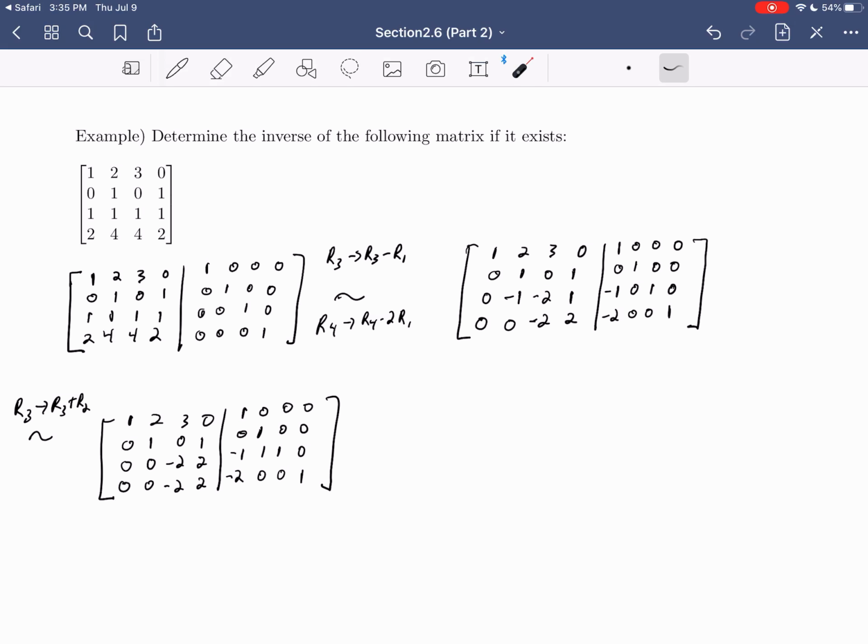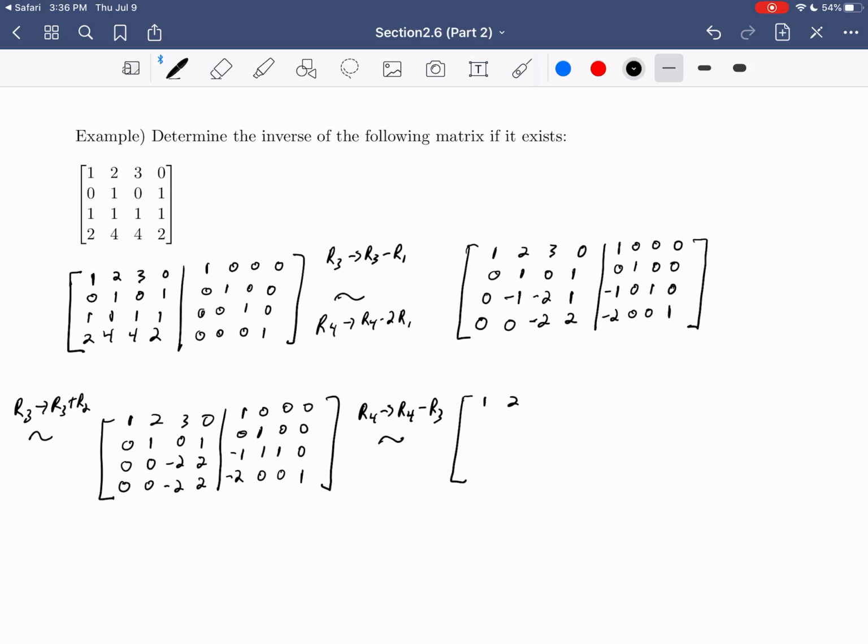Okay, at this point, we could go ahead and divide by negative 2 here to get a leading 1, but we can be a little bit more clever and notice that this matches this exactly. So if we simply subtract row 3 from row 4, we're going to get a 0 row there, and that's going to be good enough for us to realize that this thing is not going to be invertible. So let's go ahead and do that. Let's take row 4 and replace row 4 with row 4 minus row 3.